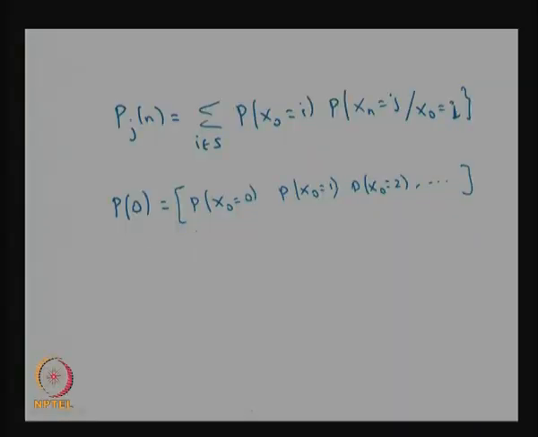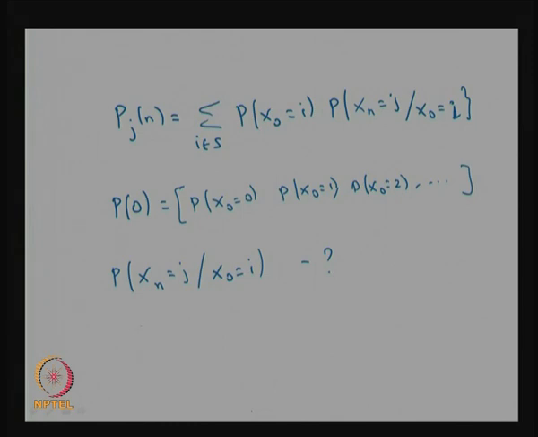So, what we need is the n step transition probability that the system will be in the state j given that it was in the state i at the 0th step. This is what we want to find out. That is, the conditional probability mass function, the n step transition probability vector.